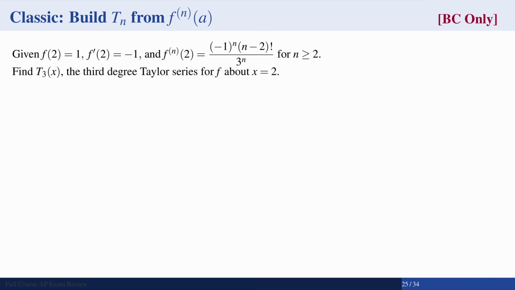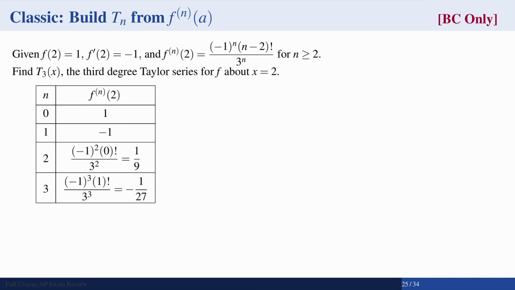Another sort of classic problem that we have to do is sometimes build the Taylor polynomial given a formula for the nth derivative. So if we are given that f of 2 is 1, f prime of 2 is -1, and then a means of finding the nth derivative at 2. So it's (-1) to the n, quantity (n minus 2) factorial over 3 to the n for n greater than or equal to 2. What we want to do is find the 3rd degree Taylor series for this thing.